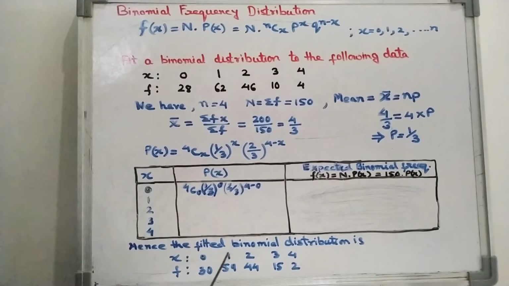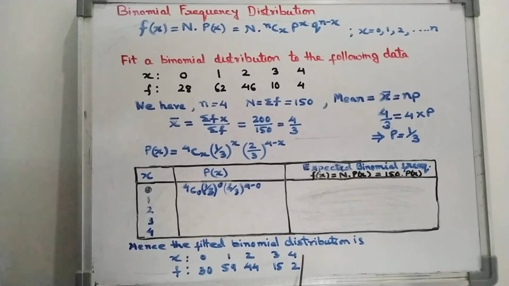So hence the fitted binomial distribution is, for x is equal to 0 we get 30. For x is equal to 1 we get 59. For x is equal to 2 we get 44. For x is equal to 3 we get 15, and for x is equal to 4 we get 2. So we write it in this way, hence the fitted binomial distribution is this.